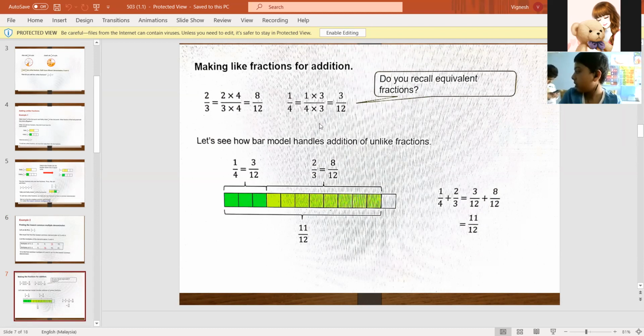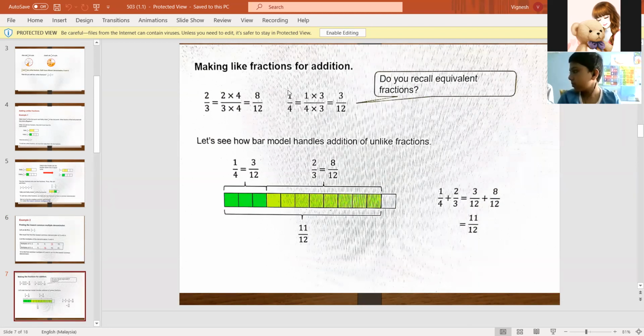Okay, so 1 times 3 and 4 times 3, 3 over 12. 3 over 12 is the new fraction. So now you have to add up both. Okay, let's see how the bar model handles addition of unlike fractions. Okay, 1 over 4, 2 over 3.